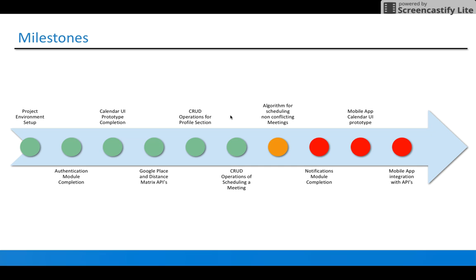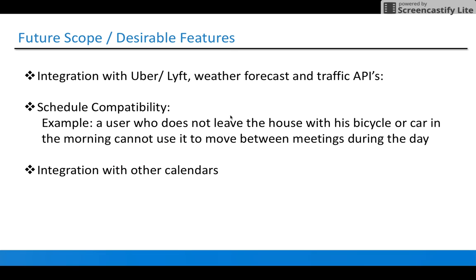The things which are yet to be started are the notifications module for sending notifications and warnings, the mobile app calendar UI prototype, and the mobile app integration with the APIs. Once we complete the main functionality, we are going to be left with desirable features which we may want to incorporate, such as integrating with the Uber and Lyft APIs and possibly with traffic APIs, and try and create an overall compatible schedule for a user.